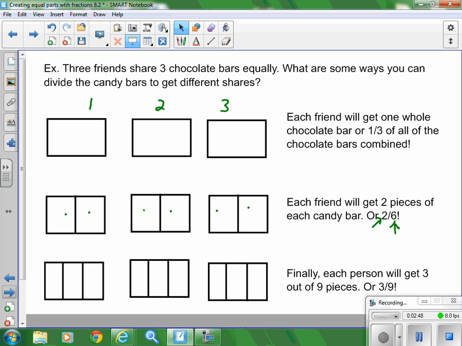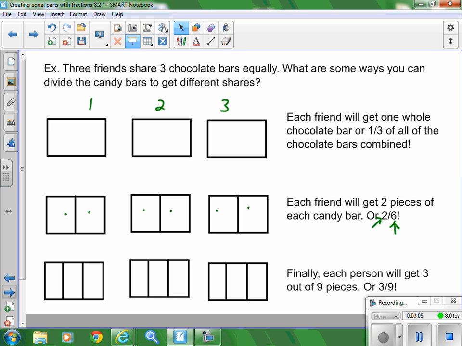Break it down again. Split the candy bars into thirds. Each person gets 3 out of 9 pieces. Numerator is 3, denominator is 9. So they get 3/9 of each chocolate bar. Pretty fun, right? Playing with those fractions.